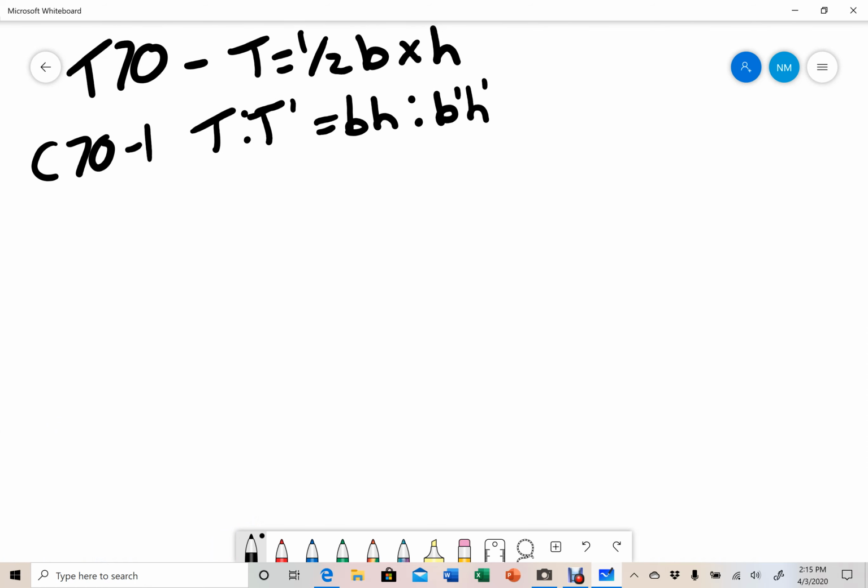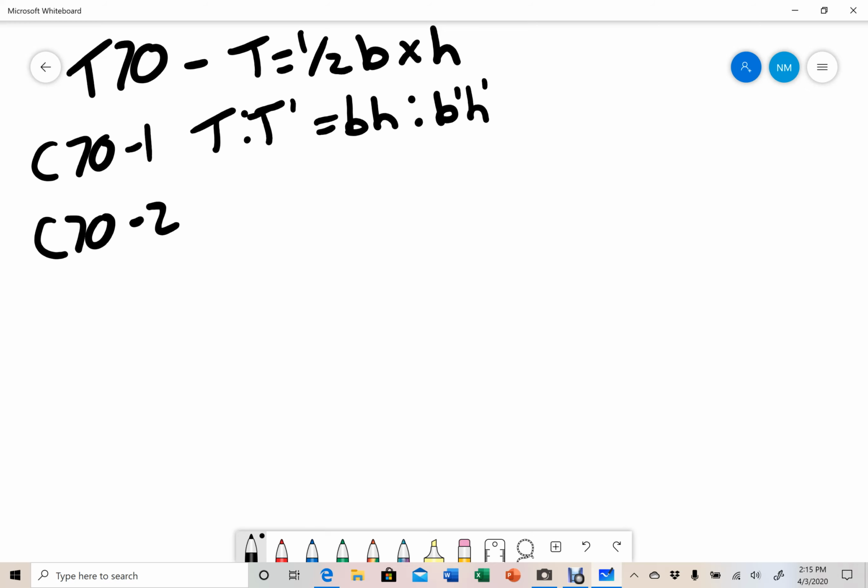Look at corollary 70-2. Again, this one has two breakdowns. So we've got two triangles having equal bases are to each other as their altitudes. And then just like before, two triangles having equal altitudes are to each other as their bases.